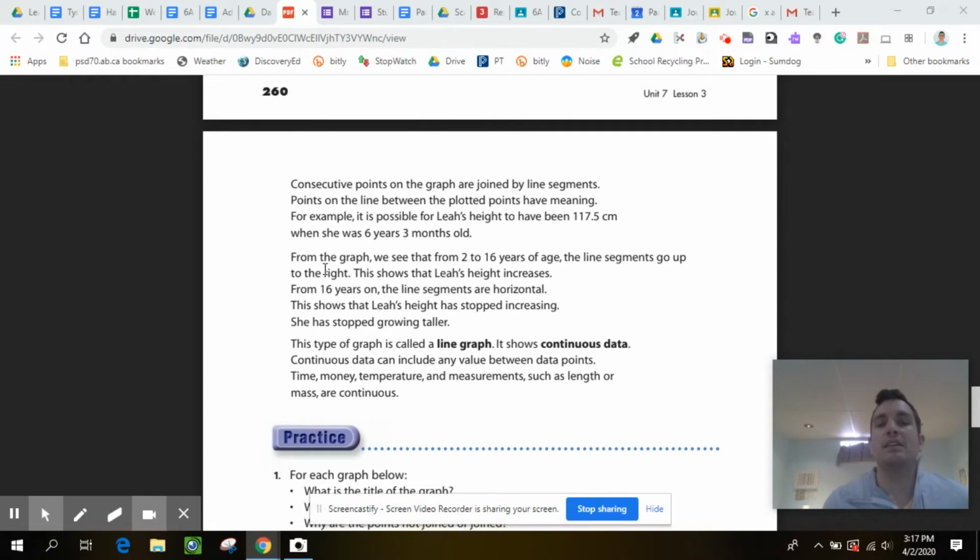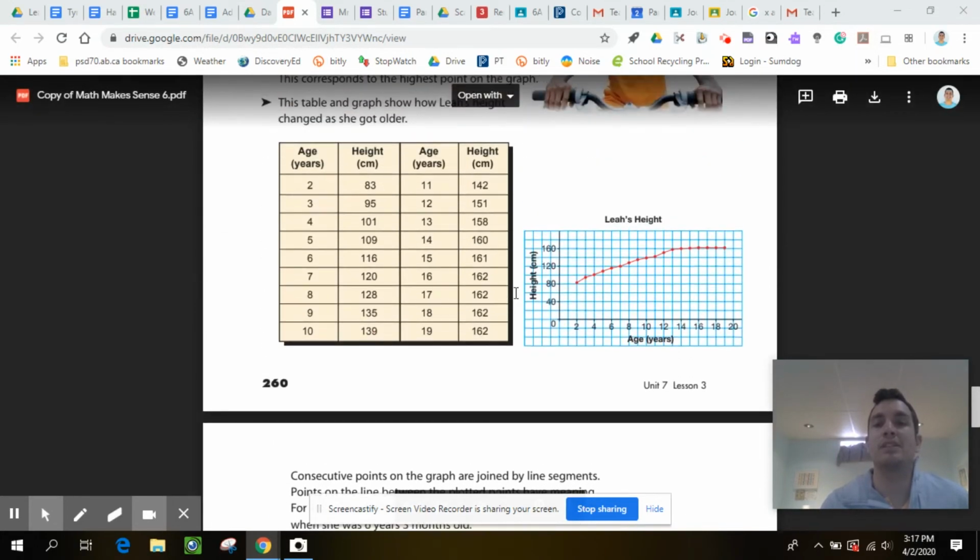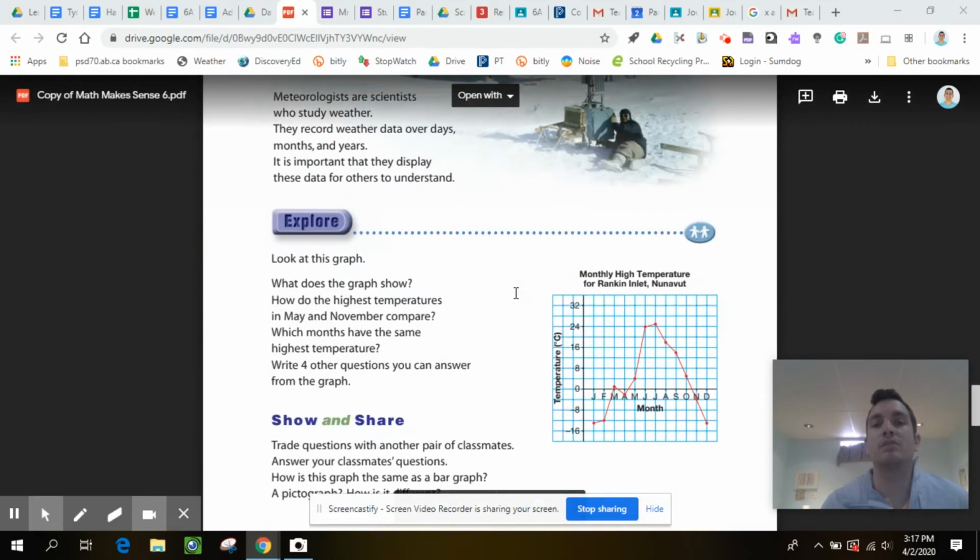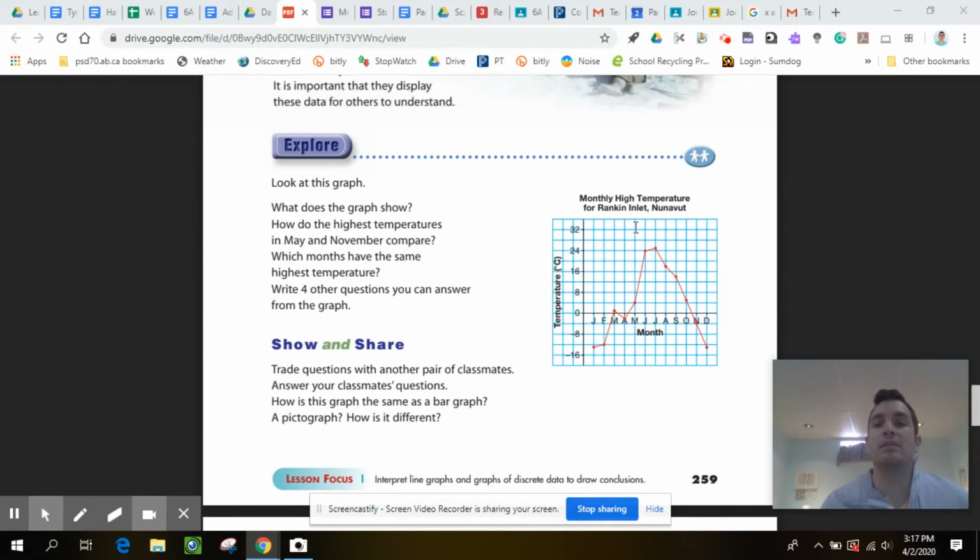And usually things like time, money, temperature, and other measurements like length and mass are things that would be continuous, right? So if you think about, for example, a graph that shows temperature, I'll scroll back up here to the one at the beginning, right? This one that is showing the temperature in Nunavut, okay? There are values in between those temperatures, right?